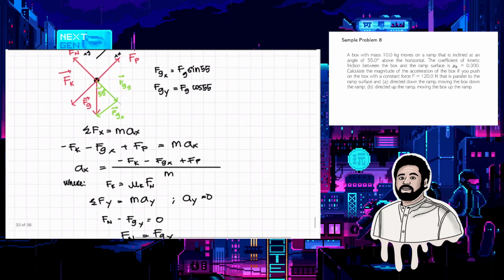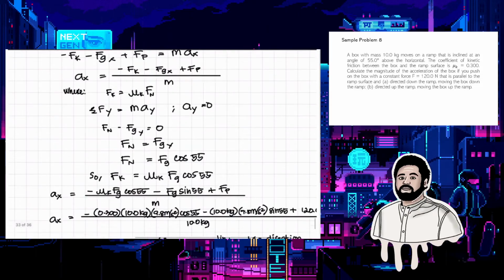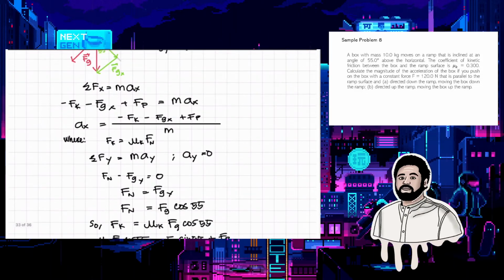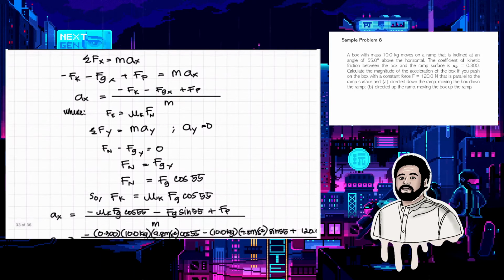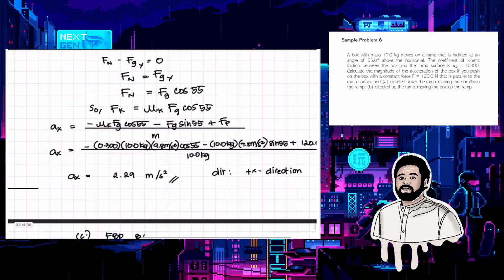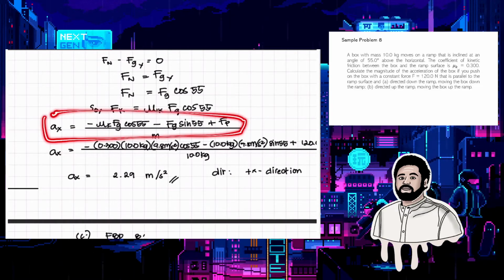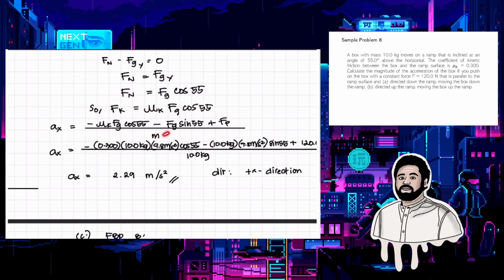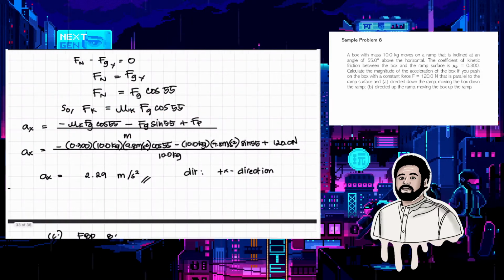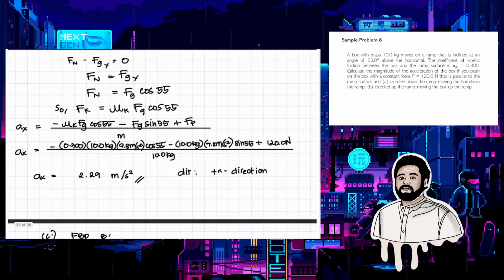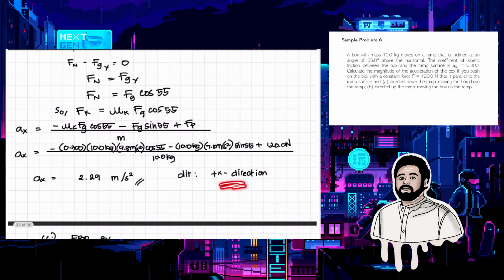And again, we don't know Fk, so solving for Fk, the same thing with what happened from letter A. So Fk is still the same, μk Fg cos 55. So Ax now is equal to negative μk Fg cos 55 minus Fg sin 55 plus Fp all over the mass. Substituting all the variables that we know, the acceleration now is positive 2.29 meters per second squared in the positive x direction or positive x axis.